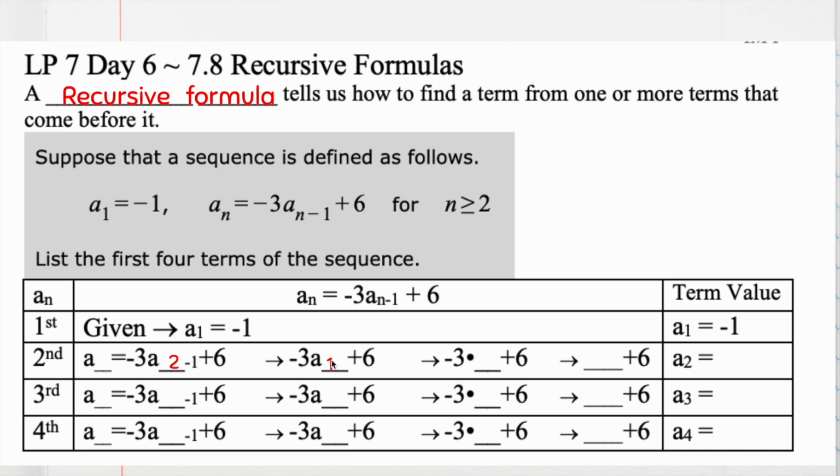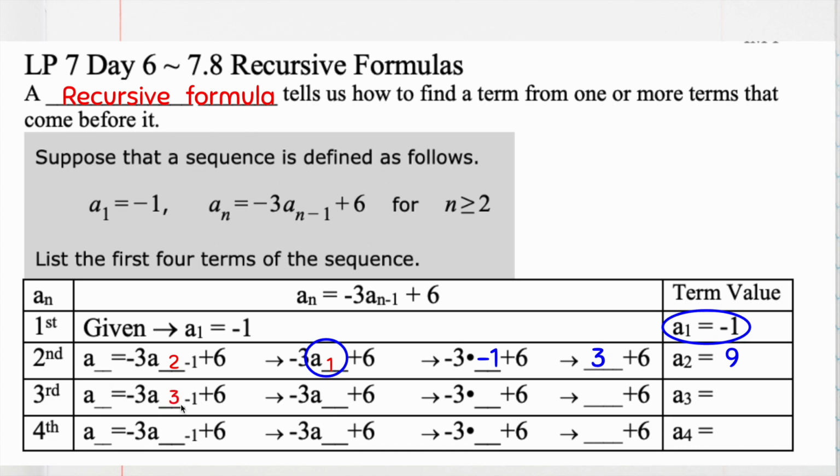So now I know I'm looking for A1. Well, I know A1, that's -1. That's what we just did on the first piece, the one they gave us. So I'm going to plug in -1 right here. You can see I circled it here, or I could even go up to the given. Now I can plug this in. -3 times -1 is 3, because a negative times a negative is positive. And then 3 plus 6 is 9. So now I know the second term is 9.